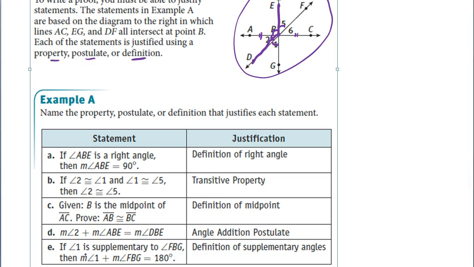Next one, if angle 1 is supplementary to angle FBG, so here's angle 1 and angle FBG, so this one right here, then how do we know that the measure of angle 1 plus the measure of angle FBG is 180? Well, because that's the definition of what the word supplementary meant. So in example A, we have 5 different questions where all we were asked to do is to give the justification for these if-then sentences. So it was a chance to practice some of the definitions and theorems from previous lessons.